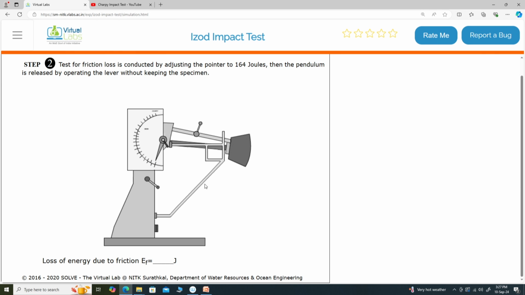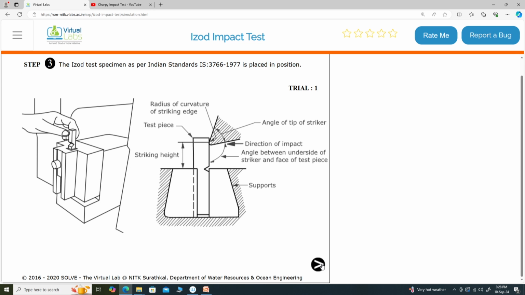The loss of energy we will first review. The test for the friction loss is conducted by adjusting the pointer to 164 joules. This pointer is set at 164 joules. Then the pendulum is released by operating the lever without keeping the specimen. So, without the specimen, let us see what the loss of energy is. 2 joules of energy is lost just due to friction. Now, let us start conducting the experiment.